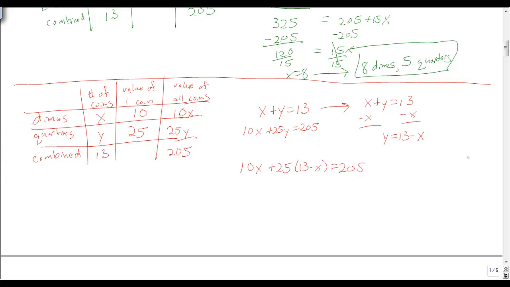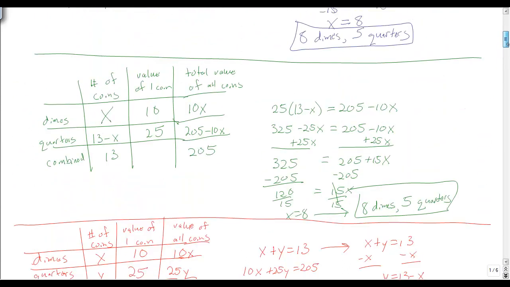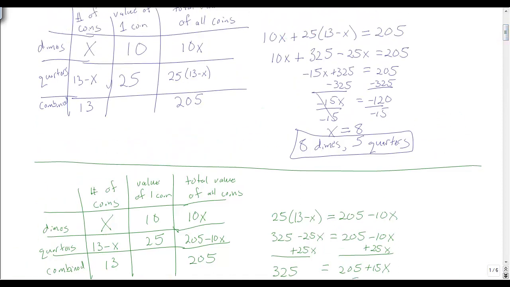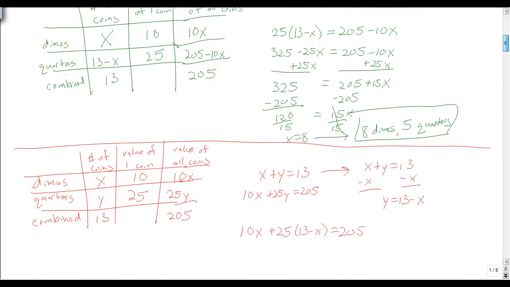I need to solve this. Now, essentially what we're doing is instead of writing y, you're solving for that from this x plus y equals 13 equation. So if you look at this equation, that's 10x plus 25 times 13 minus x equals 205. It's exactly the equation we have up here in the blue in the first one. So when you solve this, you're going to solve this exactly the same, and you'll get the same answer here.